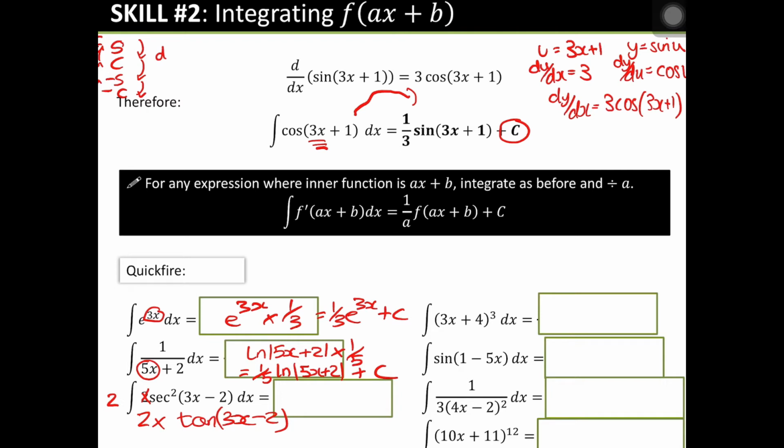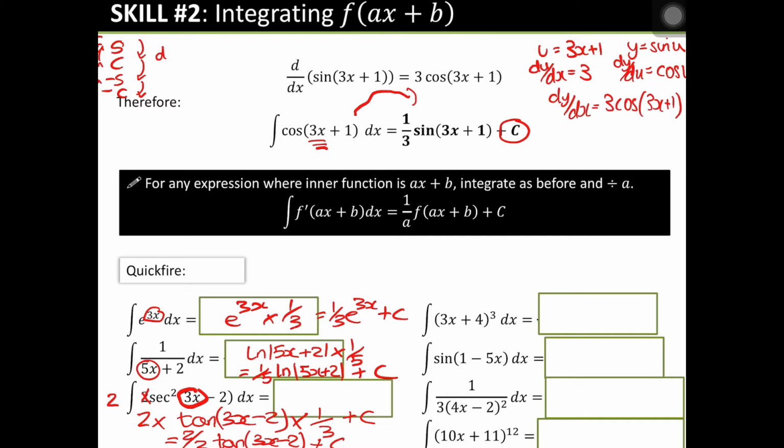I've got the 2 from out the front, but I have to make sure I remember to times by 1 over whatever my coefficient of x is. In this case, 3x. So times by 1 over 3, and I get my plus c. So tidy that up a little bit, gives me 2/3 tan of 3x minus 2 plus c. Okay, shouldn't be anything too difficult.